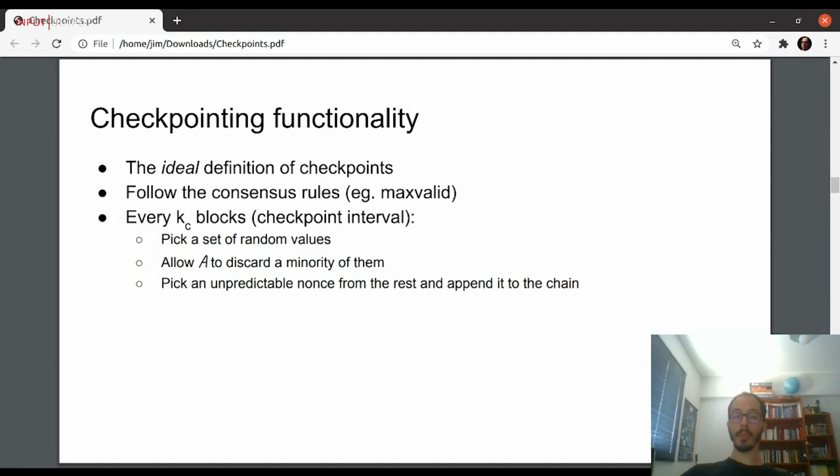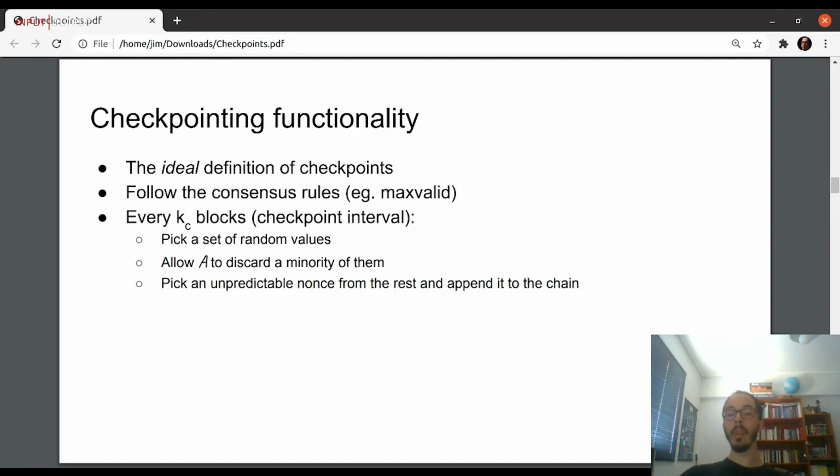Now, how does the checkpoint functionality work? So, as I said, the checkpoint functionality is the ideal definition of checkpoints. And what it does is pretty simple. It follows the consensus rules, for example, the max valid rule that says that we adopt the heaviest chain in the proof of work setting.